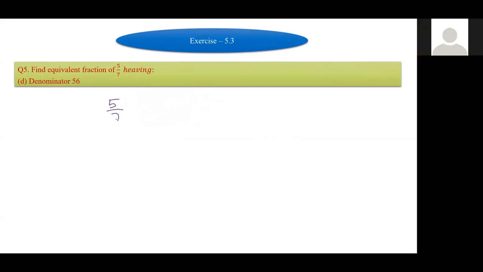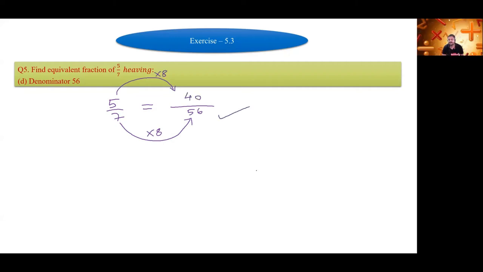Find equivalent fraction of 5 by 7 having denominator 56. Now the denominator is given. Previously the numerator was given, now the denominator is given. Okay. Bolo. We will multiply 7 by 8 and 5 by 8. So 40 by 56. Okay. So 40 by 56 is the equivalent fraction. Next one.